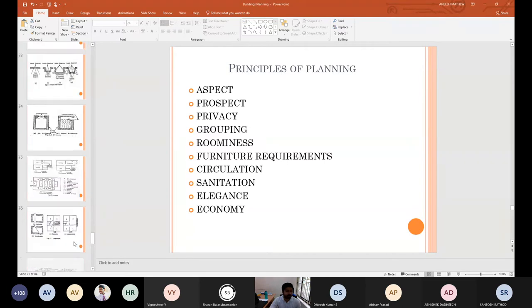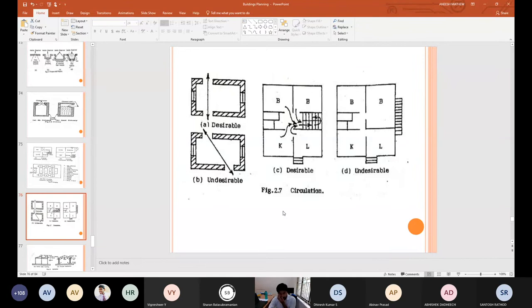Here I have shown one figure. Normally, when planning a drawing, this mistake commonly happens. Some people will design like this. What is the difference between A and B? Anybody can say? Sir, I have to walk longer to cross the room. Okay, so here it shows how you are making discomfort for the passenger. A and B show desirable and undesirable horizontal circulation. In the case of C and D, they have the same problem. The first one is desirable, the second is undesirable.